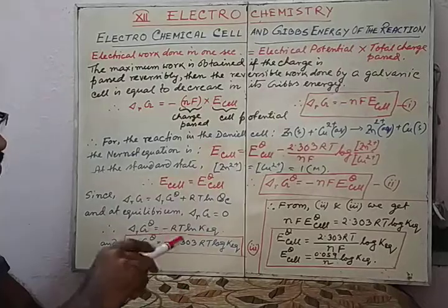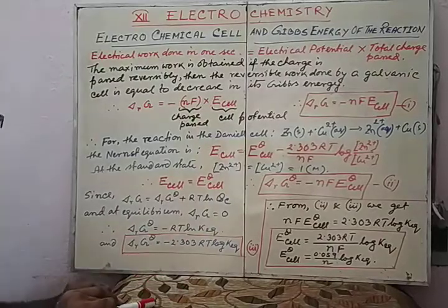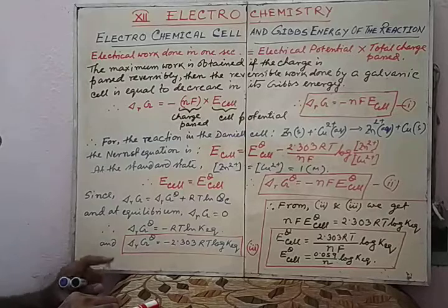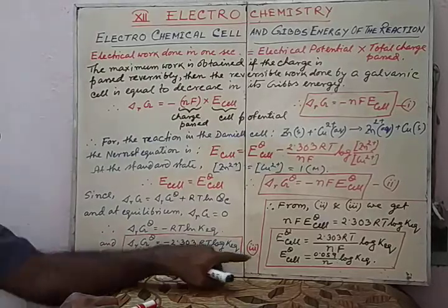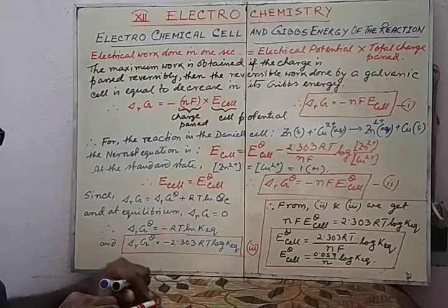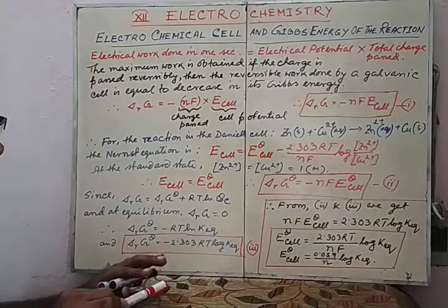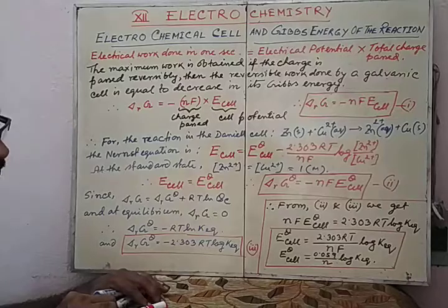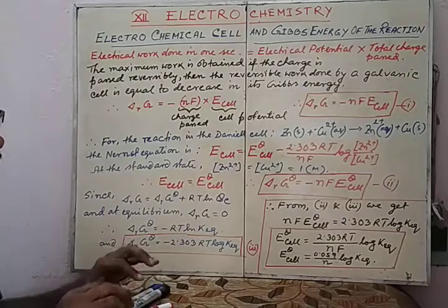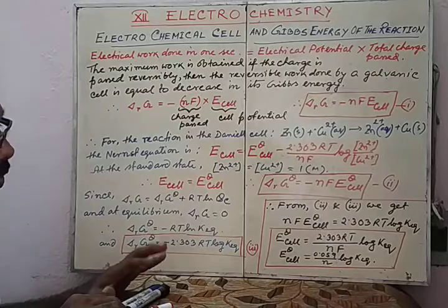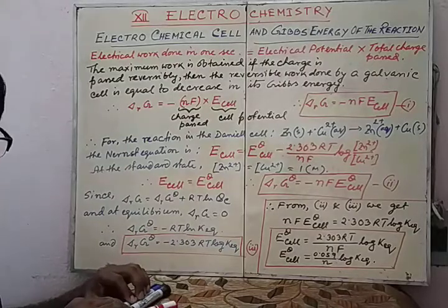So from these relations we can get three values: Gibbs free energy, equilibrium constant, and the cell potential. Numericals based on these relations are given in exams, and we can calculate those things by using these relations. Thank you.